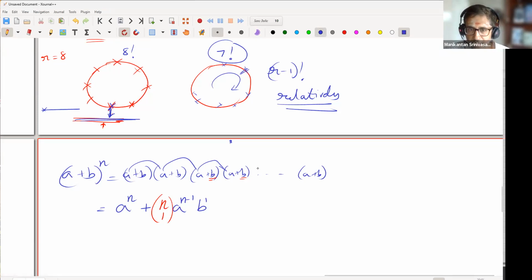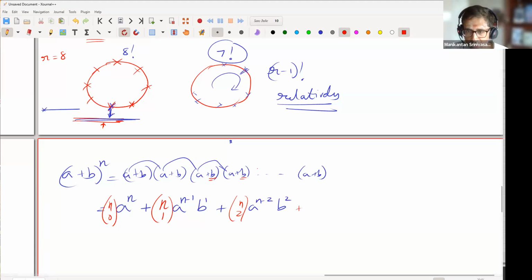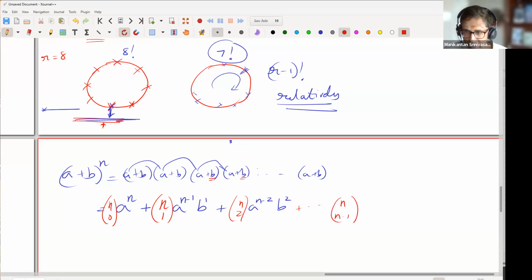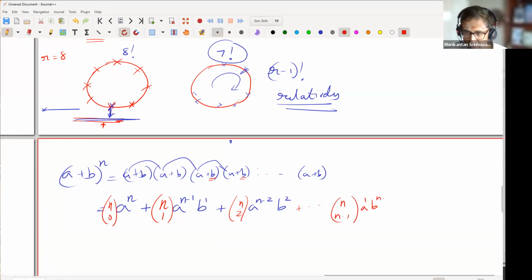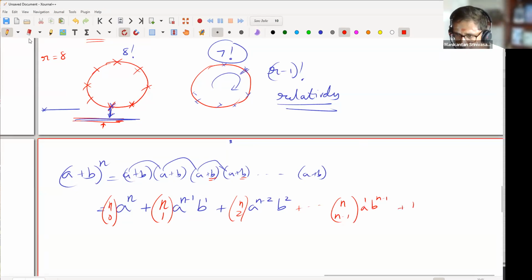And then extending it, likewise, which are the 2 places where b square is going to come from. And therefore, the coefficient of this is n choose 2. And so on. So this is n choose 0 because you don't want any b. So there are 0 places from which you're picking b. So all a's, n choose 0. And then all the way till n choose n minus 1. The penultimate term would be a power 1, b power n minus 1. And the last term would just be n choose n, a power 0, b power n.